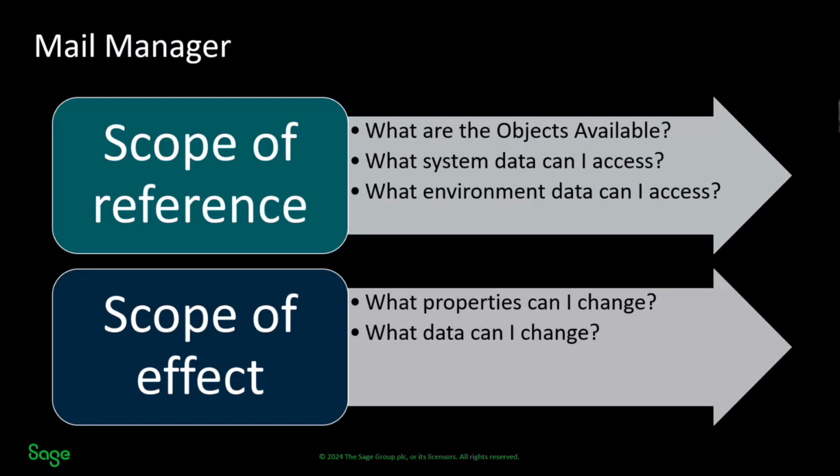And that idea of passing things into the template allows us to really get back into the idea that in nearly all of the scripting environments within CRM, we have to consider the scope of reference and the scope of effect. So the scope of reference is what can I see? What can I evaluate, what's passed to me? And then the scope of effect is what can I change?